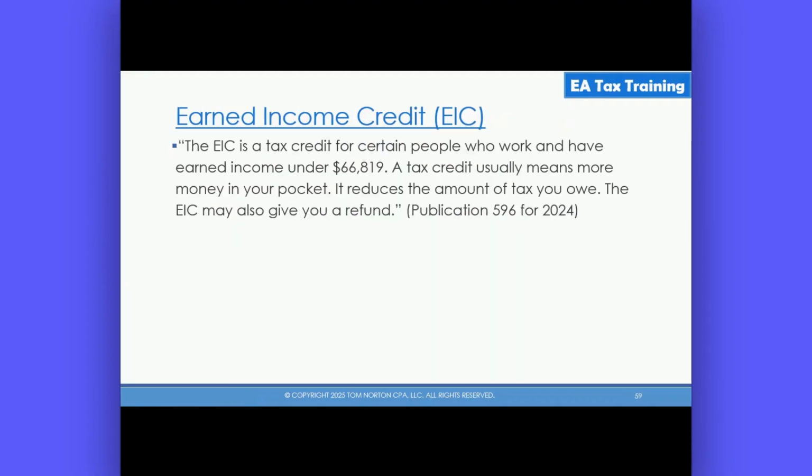Our next credit is the Earned Income Credit, or EIC. This quotation is straight from Publication 596. Here's what it says: The EIC is a tax credit for certain people who work and have earned income under $66,819. A tax credit usually means more money in your pocket. It reduces the amount of tax you owe. The EIC may also give you a refund. So that is a clue here that the EIC is a refundable credit.